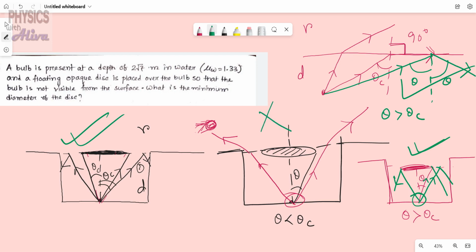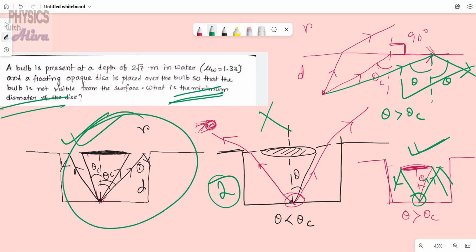This is not asked in our question, because for this second case, the bulb can be seen from the rarer medium. But it is asked what is the minimum diameter of the disc. For this first case, the diameter will be minimum. The value we will get, r, will be the minimum value. And if we increase the diameter of the disc, then we will get this third case. So now we will discuss this case 1.